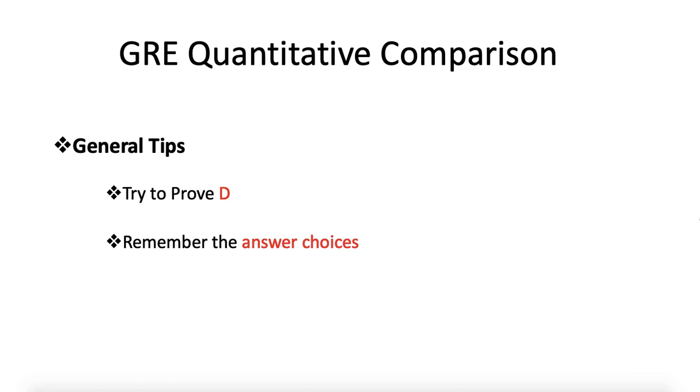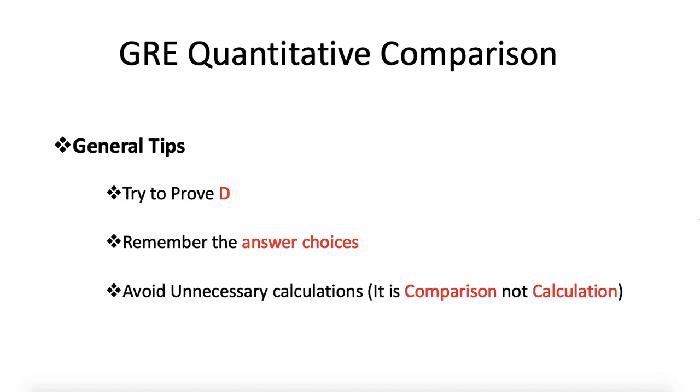The main thing which I should have explained earlier is that anyone new to the GRE format should remember these four answer choices: option A, option B, option C, and option D. And we discussed that you should try to avoid unnecessary calculation. This is a comparison, not a calculation. Just try to compare with the least calculation required.